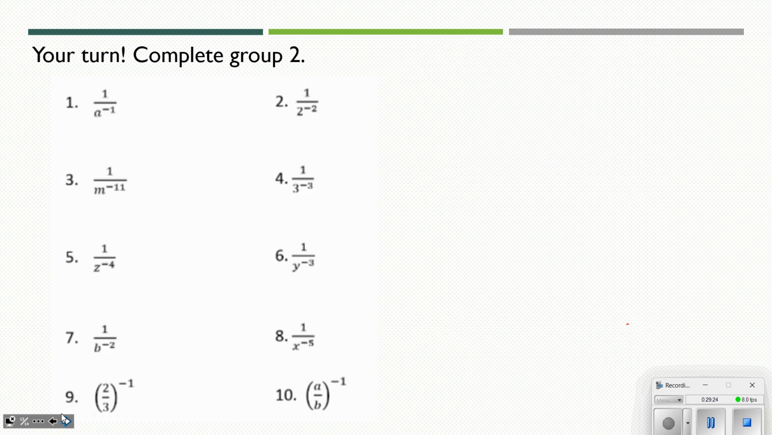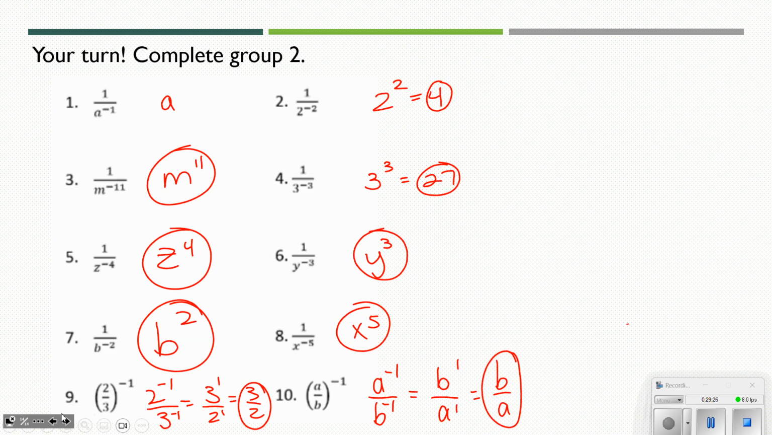All right, hopefully you're able to try some of these. Here are your answers. Remember that if you have a numerical base, like in number 2, like 2 to the 2nd power, I need to make sure I simplify that. Look at 9 and 10. 9 and 10 are pretty tricky.